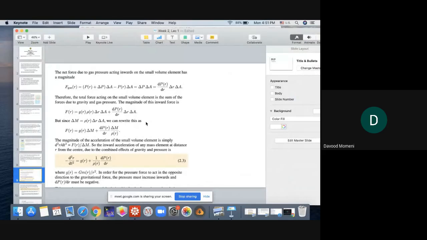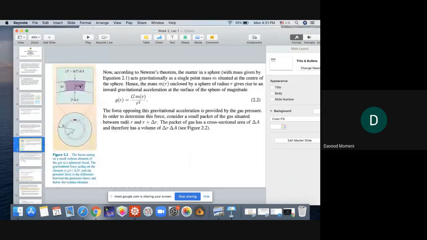What about the force which exists over this? If you are standing here between two layers, how much force do you feel? This is an important question, gravitational force. This is a little difficult to calculate.